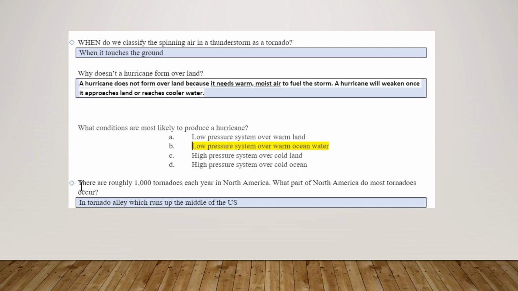And finally, this section. There are roughly 1,000 tornadoes each year in North America. This came right off your color by number. What part of North America do most tornadoes occur? In that tornado alley, which runs right up the middle of the U.S. Kansas, Nebraska, Oklahoma, part of Texas, that area. Okay, you're not going to get many in Alaska or West Virginia or Florida because it doesn't have the conditions. We don't have the cold air and the warm, moist air that we need.